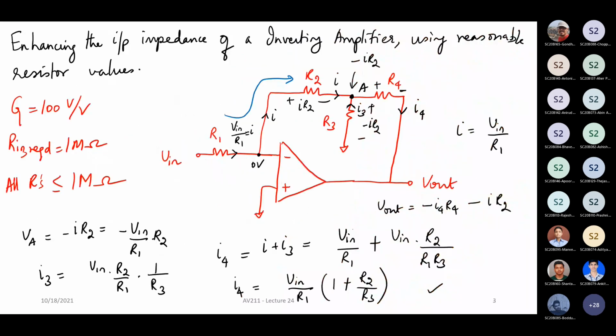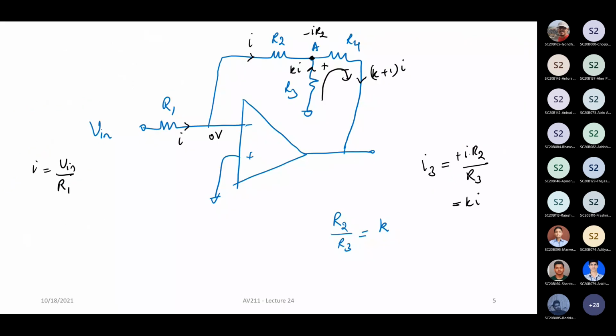Not just that you get a circuit, you solve it, find the answer and use it, but you should also know intuitively how it works. What is the reason? What is the fundamental principle behind its working? Any doubts? Any questions?